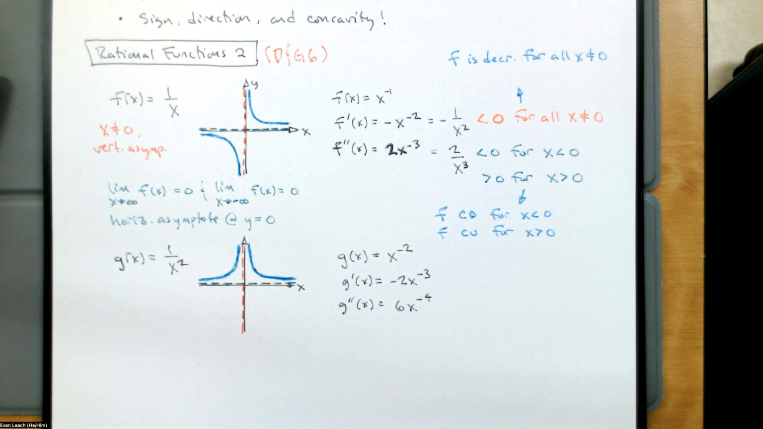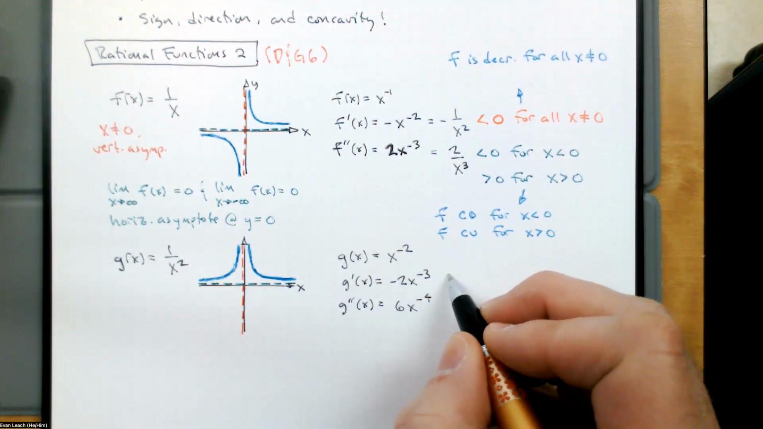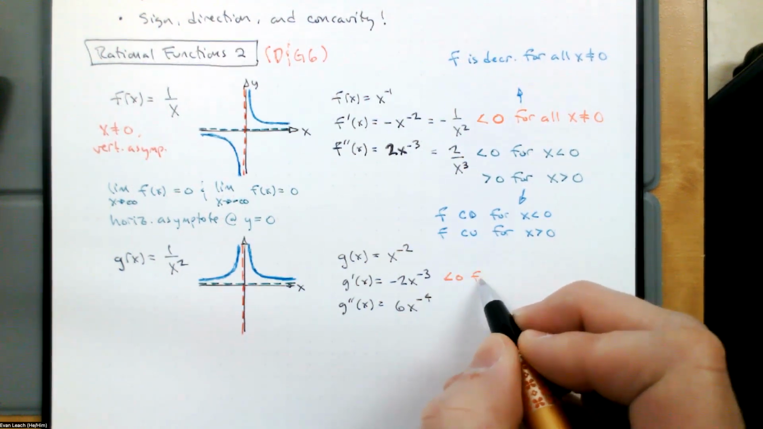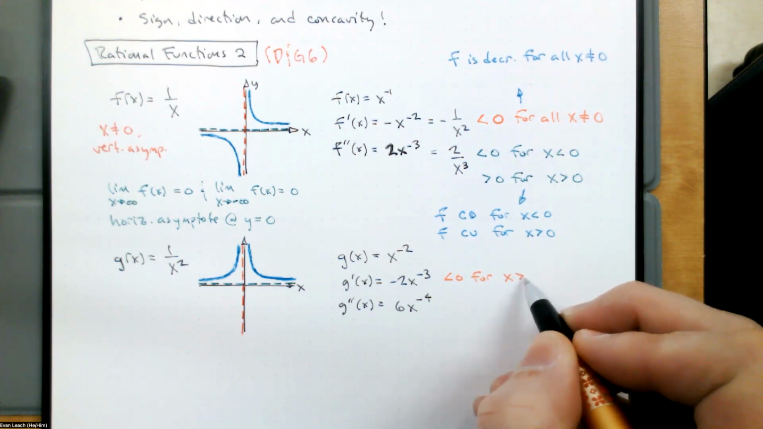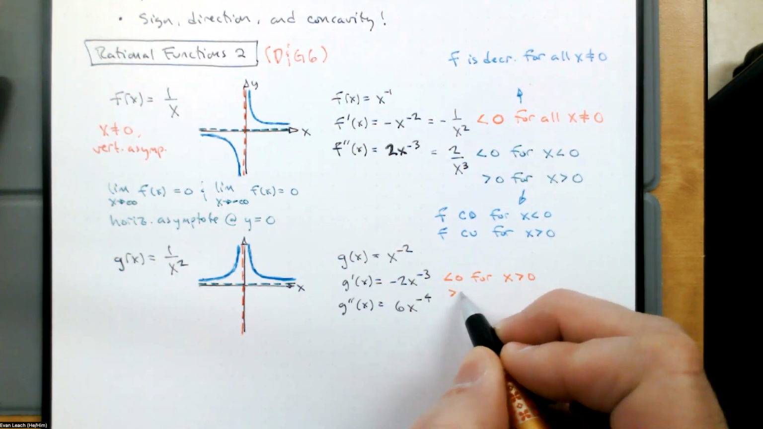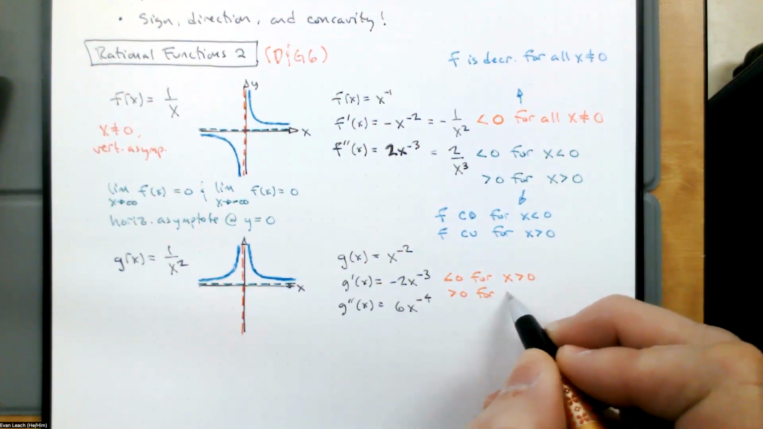Now, when we look at -2x to the -3, that can be positive and negative. And that makes sense because here, when x is negative, our function is increasing, and when x is positive, our function is decreasing. So here we see those two different signs in g prime. So g prime of x is negative for positive x's and positive for negative x.